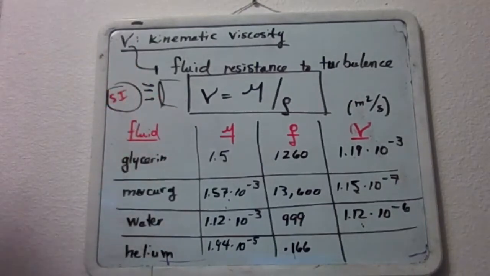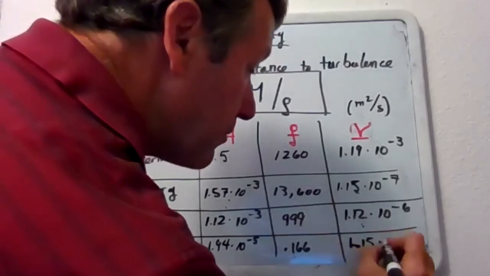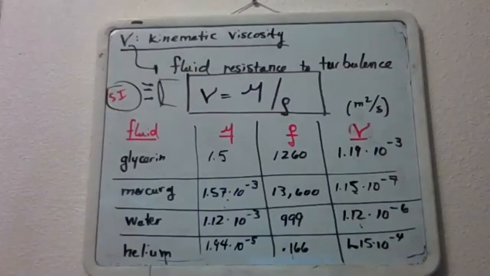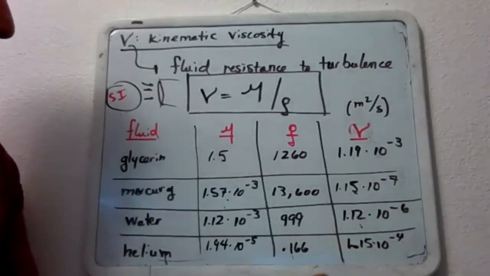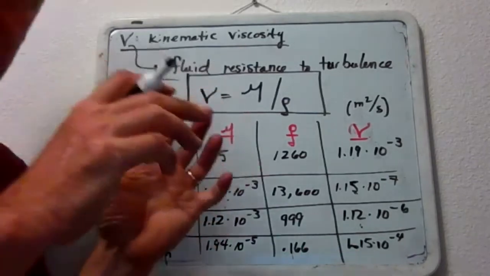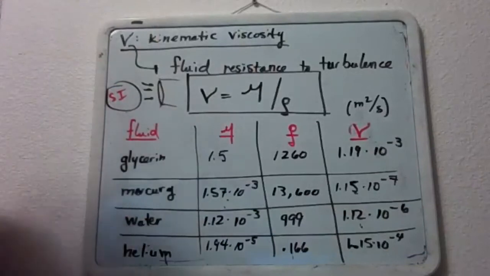So as a consequence, compared to water, what about its resistance to turbulence? It is 1.15 times 10 to the -4. Bear with me for a second, I just want to check that I got that right. 1.15 times 10 to the -4. Yep. So helium is less likely to be turbulent than water or mercury. Usually we think of gases as pretty easily becoming turbulent, but water becomes turbulent very, very easily.